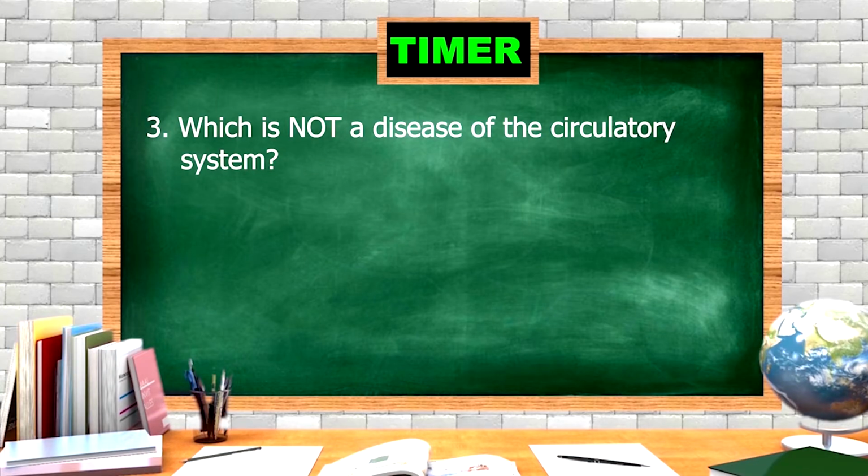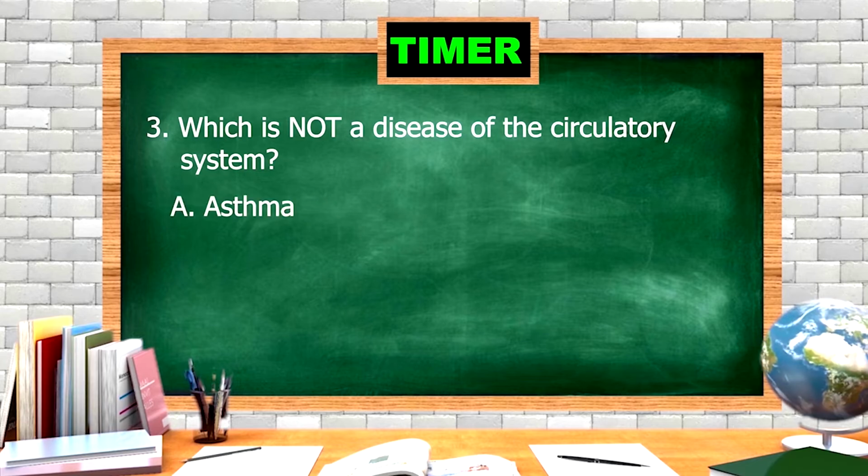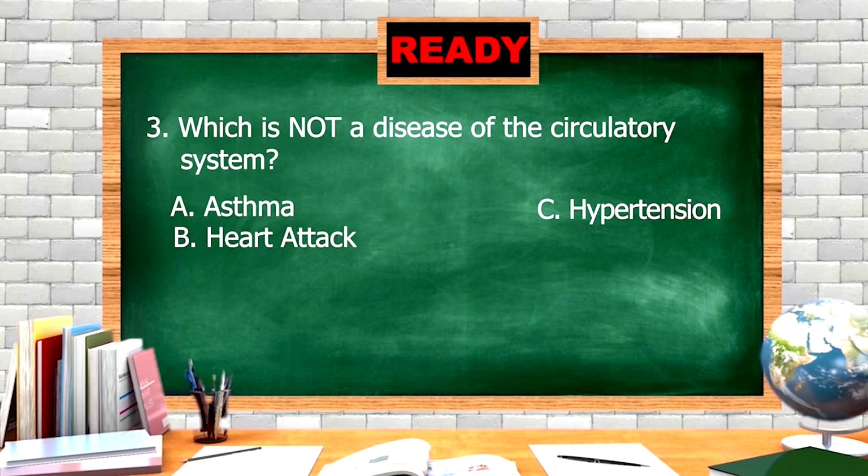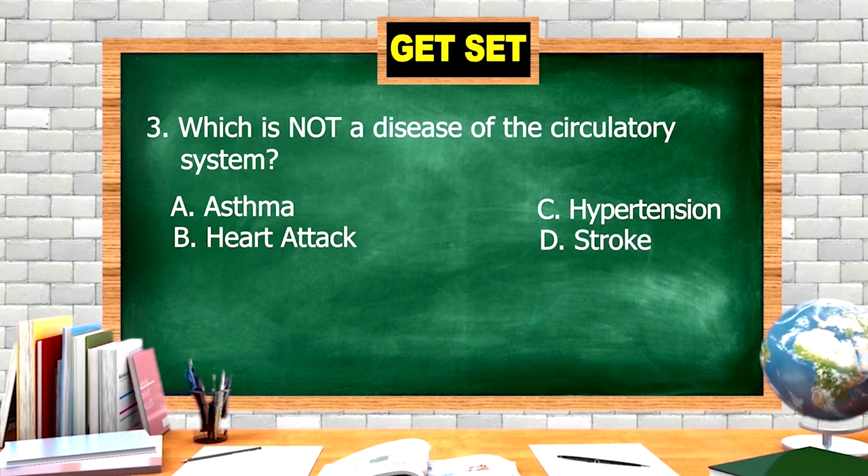Question 3. Which is not a disease of the circulatory system? A. Asthma. B. Heart attack. C. Hypertension. D. Stroke.